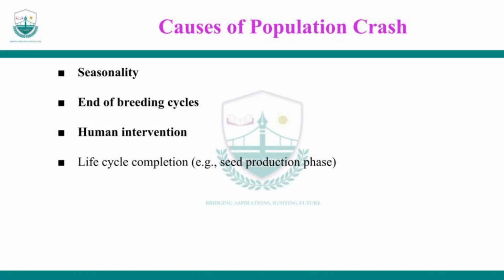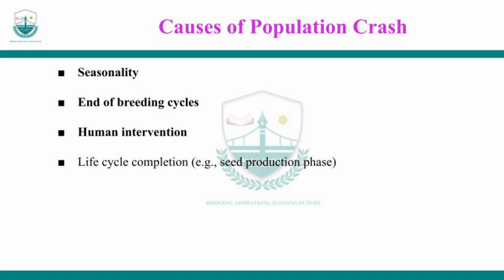End of breeding cycles. Species like salmon reproduce once and then die, leading to sudden declines. Human intervention. Activities like deforestation, hunting, pollution, or pesticide use can cause sudden drops in population. Life cycle completion. In plants, such as annuals, the population may die off after seed production, ending that generational cycle. These crashes are crucial moments in ecological systems and are often followed by population recovery or extinction.